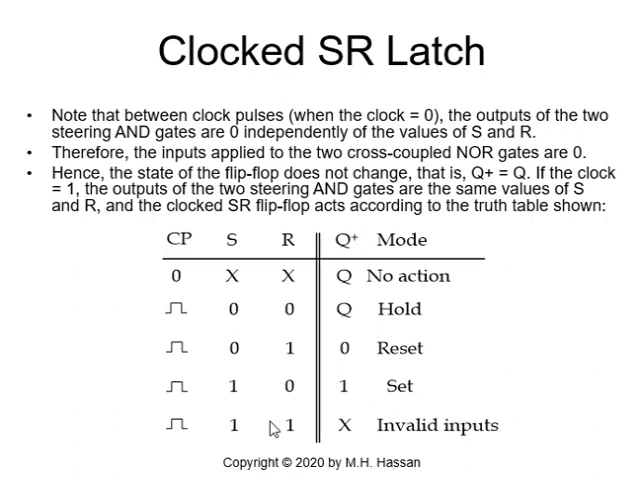When both are ones, those are invalid inputs, because we know why. It will generate invalid outputs, where Q prime will be equal to Q, and we have to avoid this. So with the clock pulse, those are invalid inputs. So this is the truth table of the clocked SR latch.